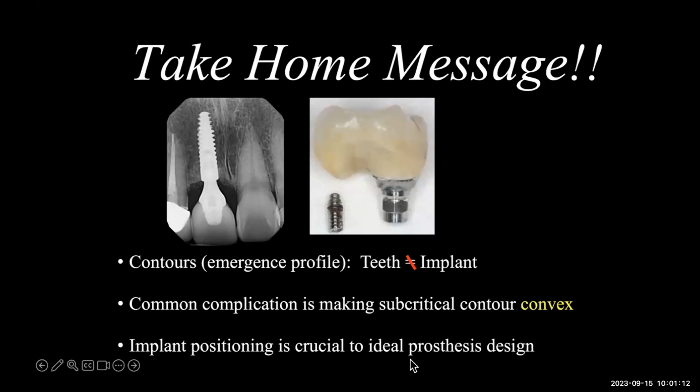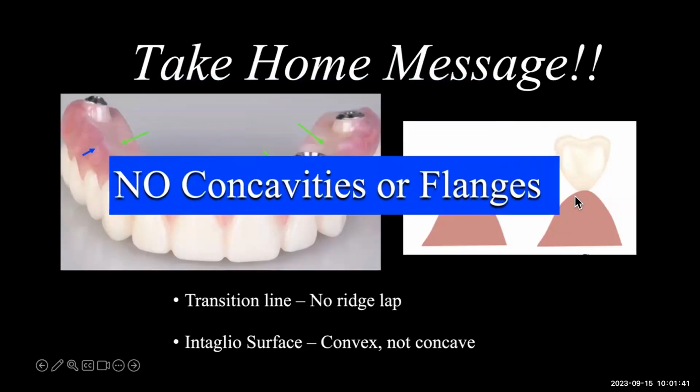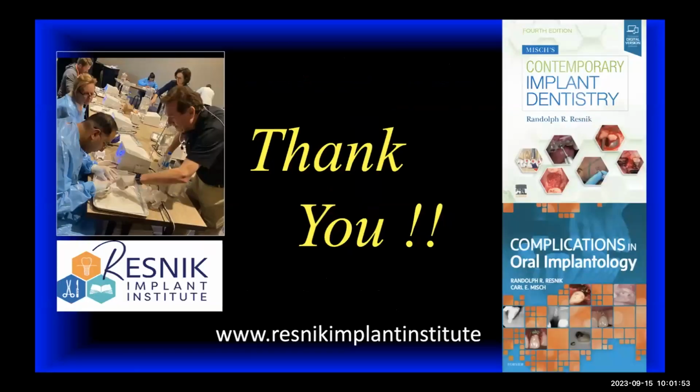The implant position is crucial as it will give you the atypical prosthesis. Transition line, be careful with having a ridge lap. You do not want a ridge lap because what that usually is associated with is a concave intaglio surface. When you have a ridge lap and a concave intaglio surface like this, there's no way for the patient to clean that. You want more of a passive contact like this, which is an ovate pontic. So no concavities and no flanges. Prosthesis materials: zirconia is the best, acrylic's the worst. Home care is crucial for longevity of the prosthesis.